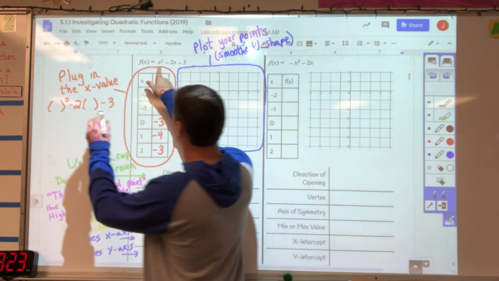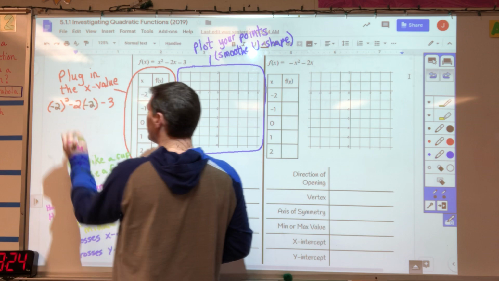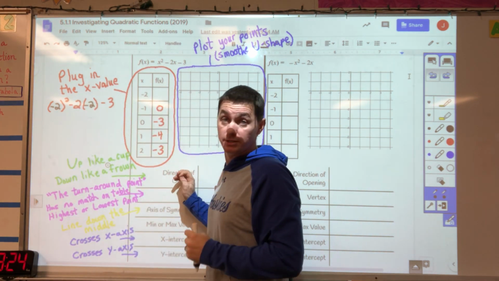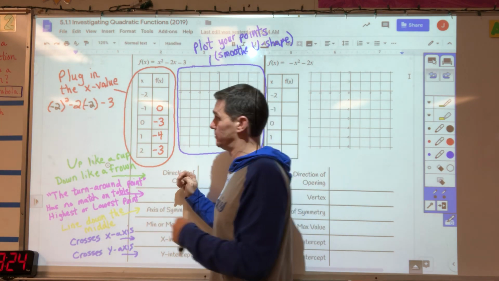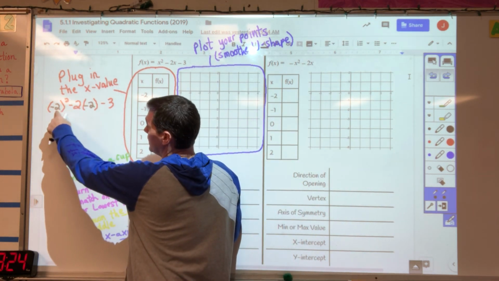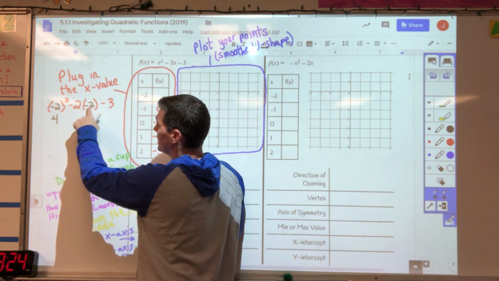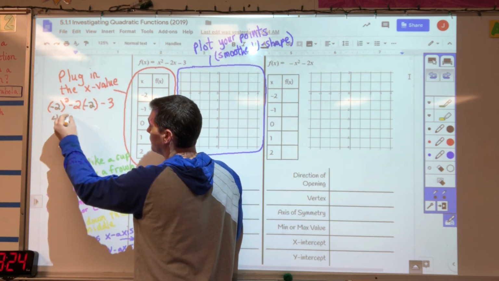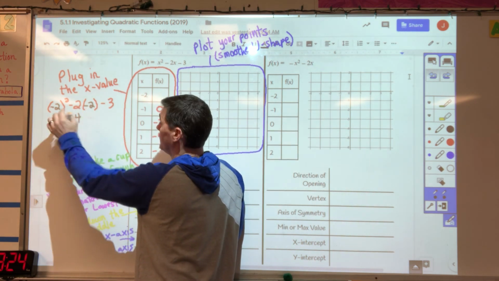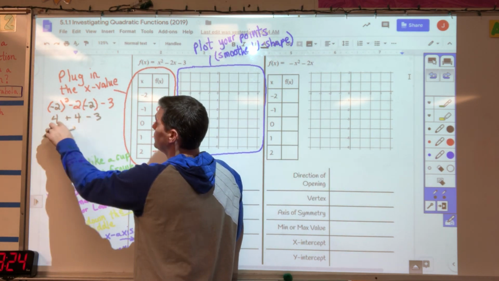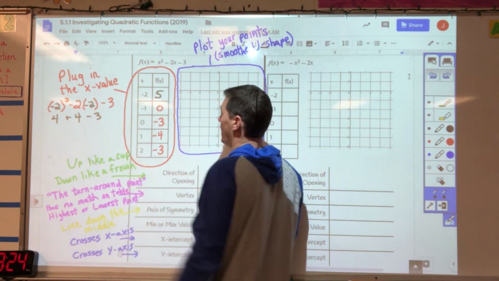We plug in -2 wherever x is. And I use my order of operations. I do parentheses first, then exponents, multiplication, division, addition, subtraction. So -2 squared, and -2 times -2 is 4. And because a negative times a negative is a positive, I put plus 4. And lastly, minus 3. So we have 4 plus 4 is 8. Minus 3 gives us 5.